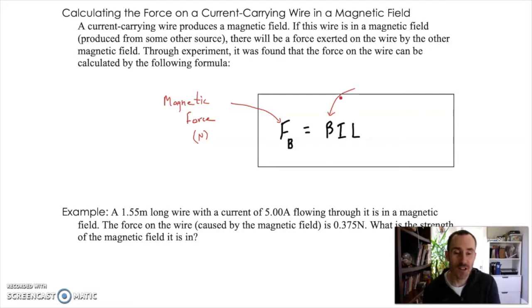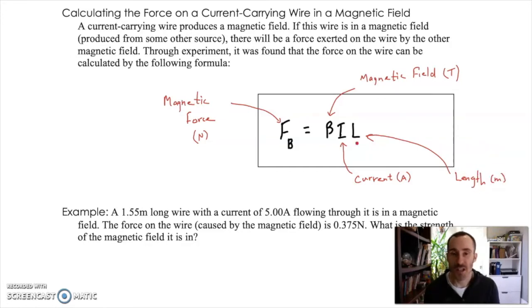This B over here is the magnetic field. The strength of the magnetic field is measured in Teslas, T. This I is current, and that's in amps, or coulombs per second. And the last thing here, this L, is the length of the wire, and that's in meters.